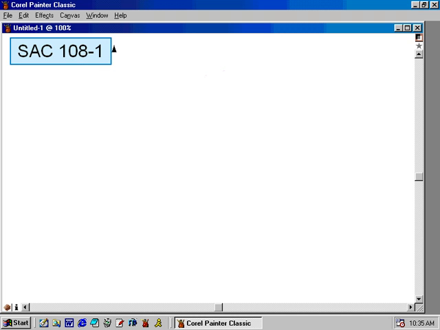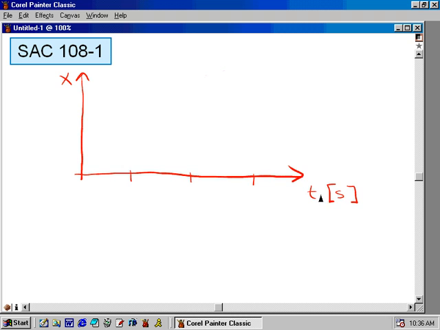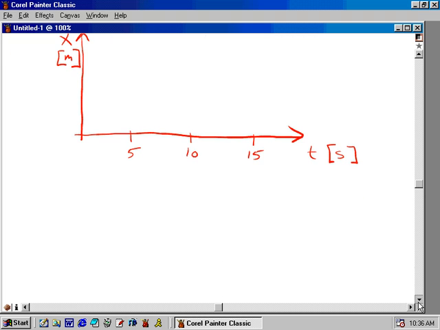I need a graph of x versus t. The car never backs up, so I won't have to go negative. So this should pretty well work. X, break that up into 3 segments, 5, 10, and 15 seconds. T in seconds, 5, 10, 15, and X is represented in meters if I need to put any values down.